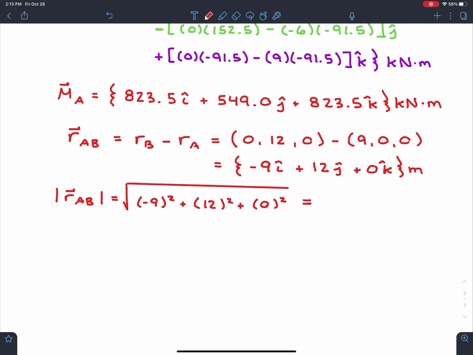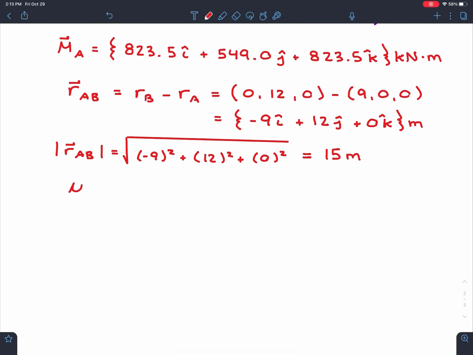All right, so once you guys do all the math, you will find that this is equal to exactly 15 meters. So if I now want the unit vector AB, U_AB, all it's going to be is each component divided by 15. So I'll put my squiggle brackets. We have negative 9 over 15 in the i direction, plus 12 over 15 in the j. And then we end off with, of course, plus 0k. 0 divided by 15 is still 0, so we don't need to really worry about it.